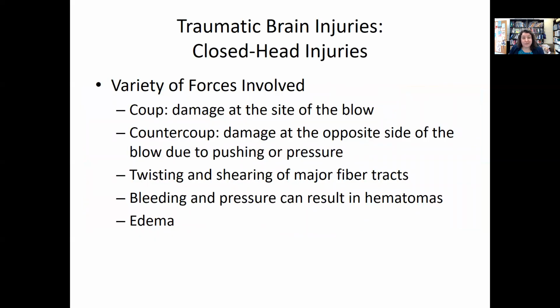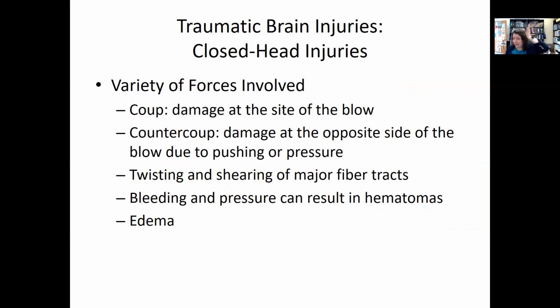So you can also have closed head injuries, and this is what we typically think of when we think of TBIs. And there are a lot of forces that are not really great here. All right, so let's say you are hit on the side of the head while you're playing a sport, right? Someone runs into you. So you have the coup. That's where you have the site of the blow. Going to be some damage there.